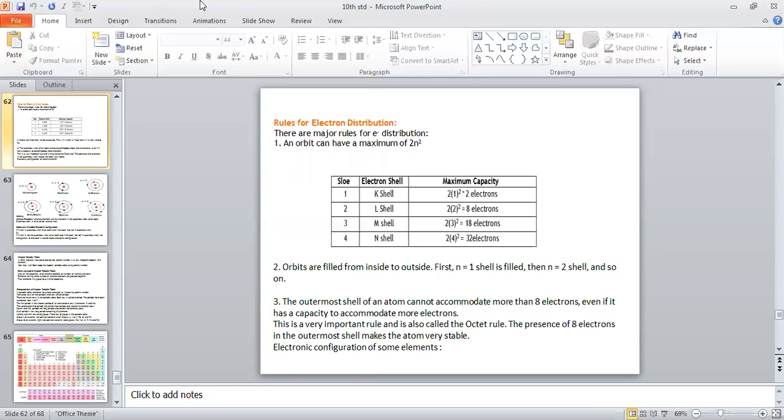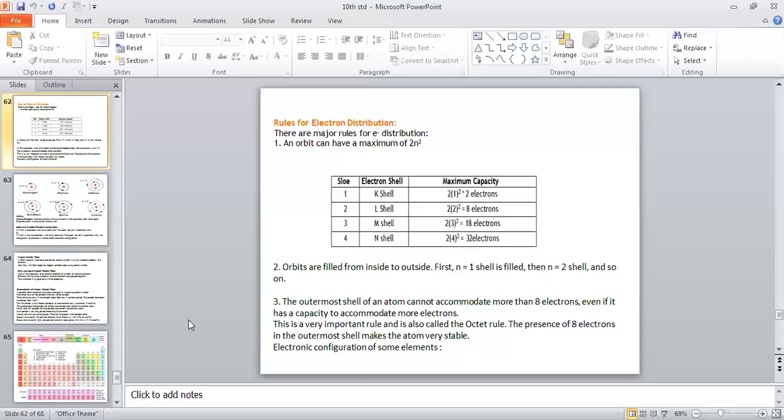Then the third rule is that the outermost shell of an atom cannot accommodate more than 8 electrons, even if it has the capacity to accommodate more electrons. This is a very important rule and is also called the octet rule. The presence of 8 electrons in the outermost shell makes an atom very stable.